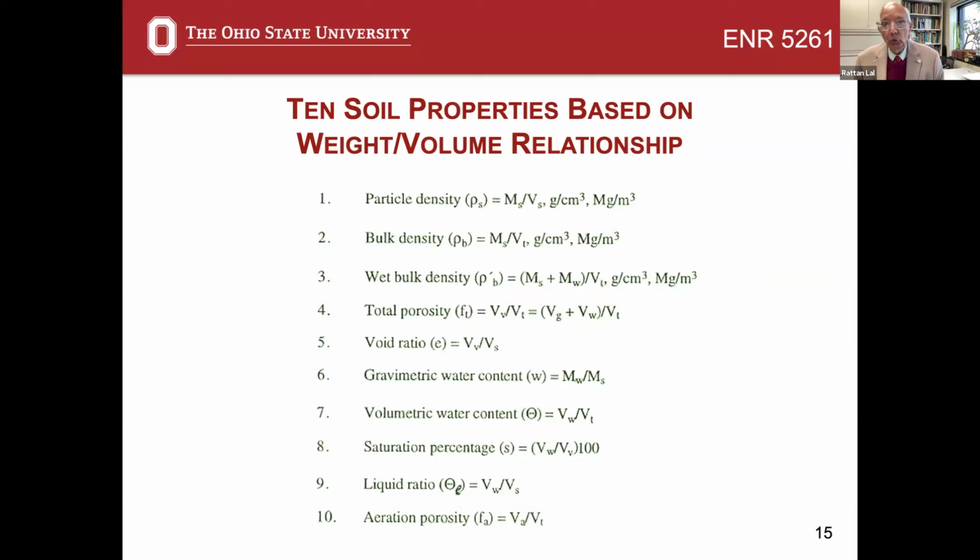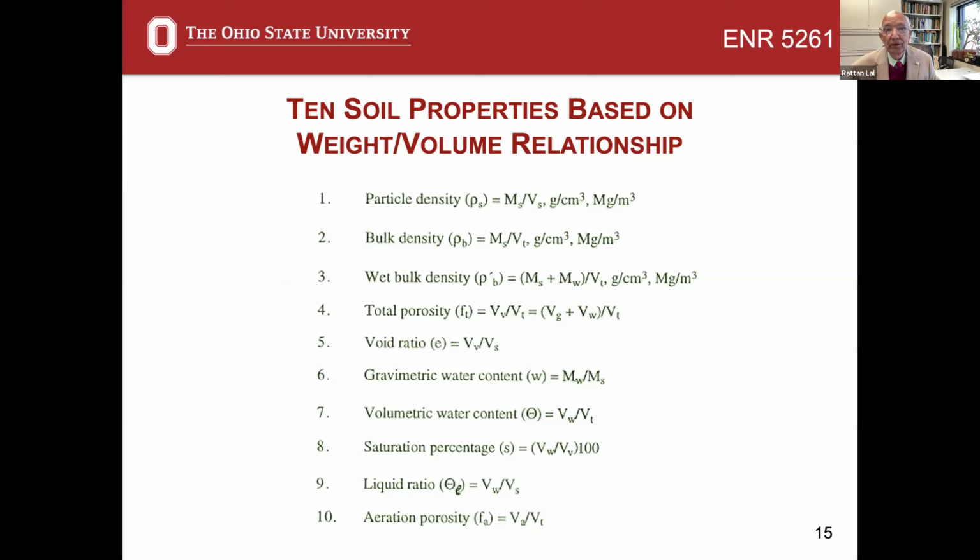Then we have total porosity, F of T, which is volume of voids over total volume. Volume of voids, not water, volume of voids. VV is voids. That means the fluid. That's the volume of gas plus volume of water. So volume of gas plus volume of water, which is volume of voids, divided by total volume is the total porosity.